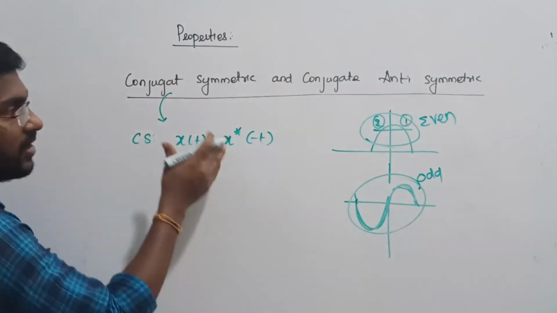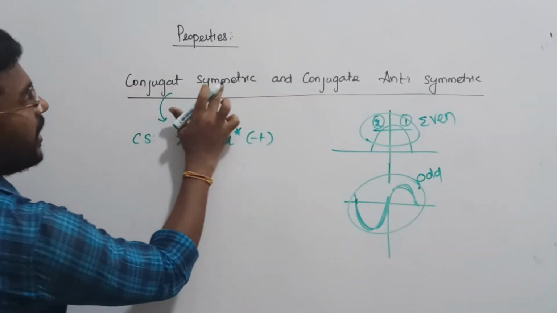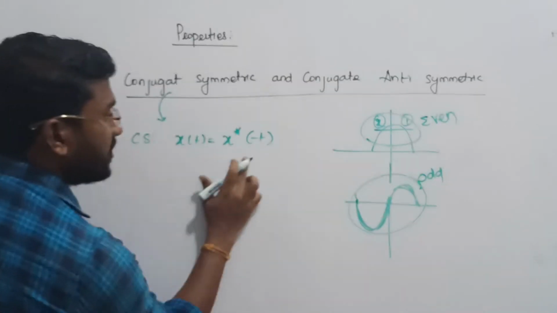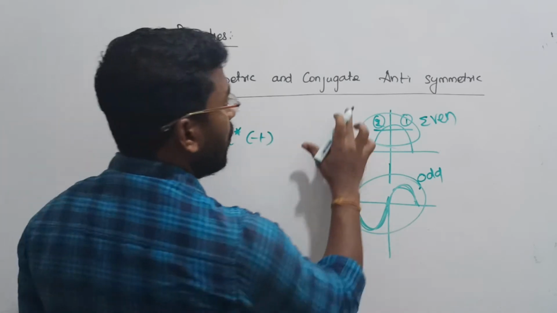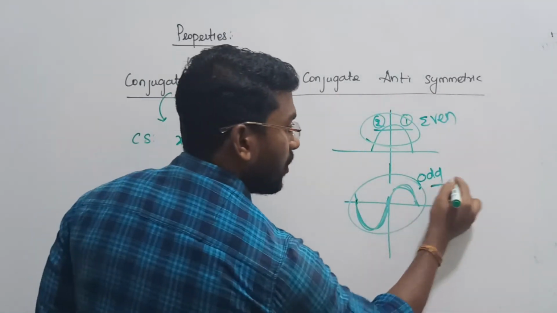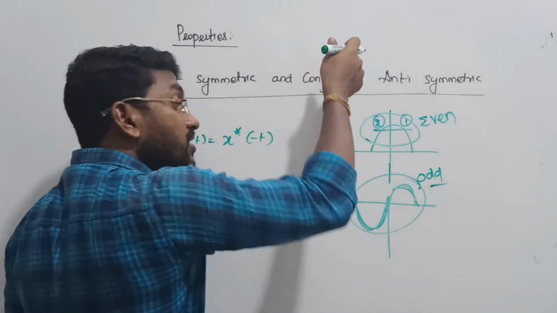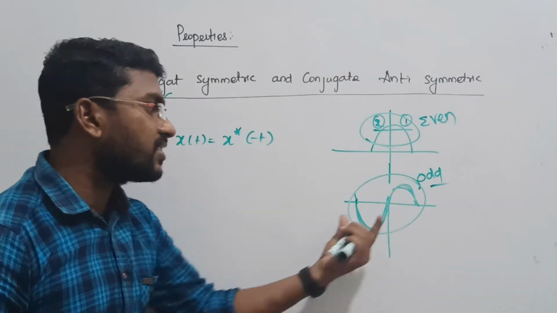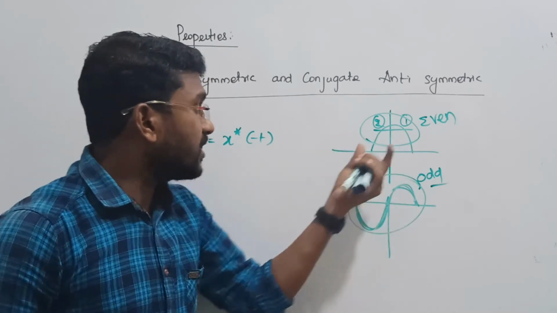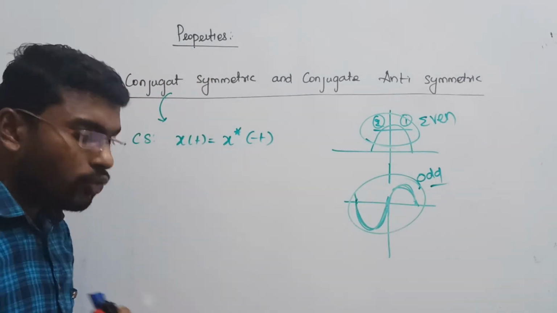Now what is the difference here? So what I do here is conjugate symmetric. Symmetric means even signal. The conjugate of a symmetric signal is called a conjugate symmetric signal. Similarly, conjugate anti-symmetric. Anti-symmetric means odd signal. Just take the conjugate of our anti-symmetric signal, that is, for an odd signal we take the conjugate. For an even signal I take the conjugate. That is the one new thing that we are getting from that.